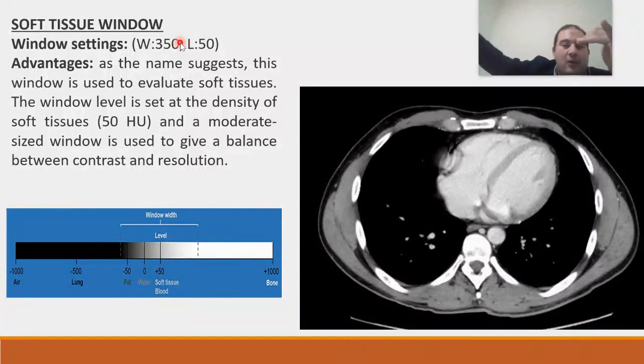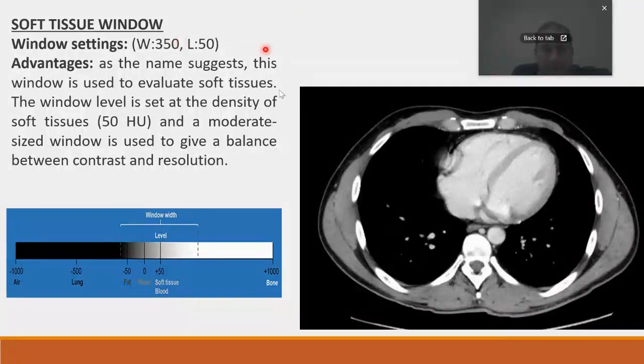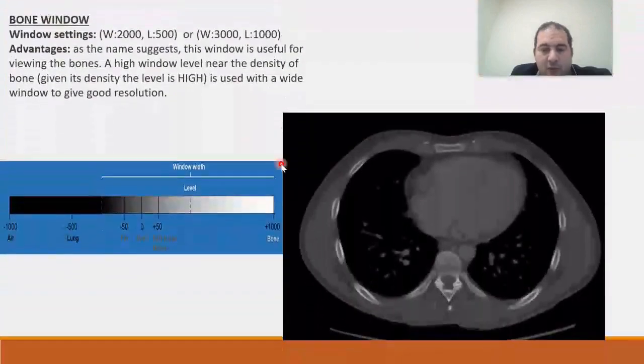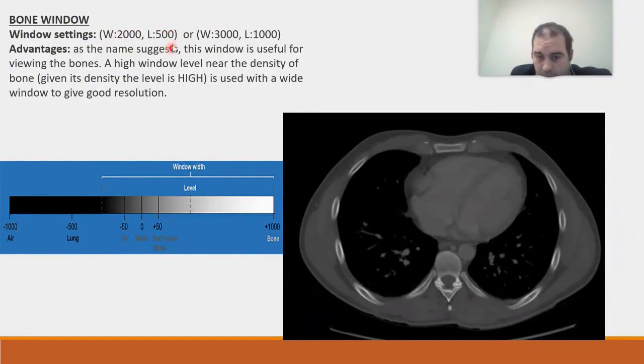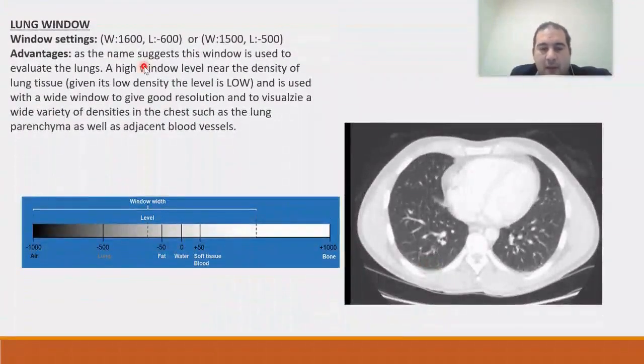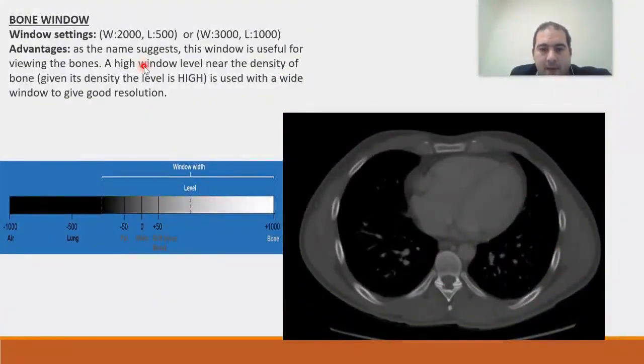All values above this threshold will be white, and all values below the threshold, which is 175 below the window level, will be black. The same applies when we talk about the window width, which is around 2000, and the window level, which is around 500. Of course, 500 because it represents the CT number for the bone, and the window width indicates the level of contrast you want to see. The same applies absolutely.